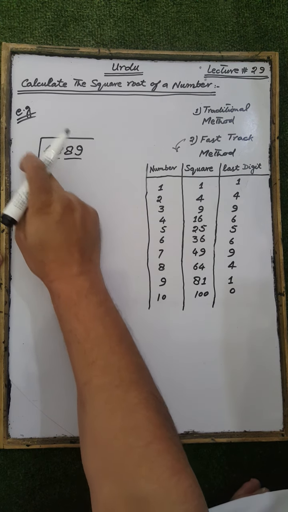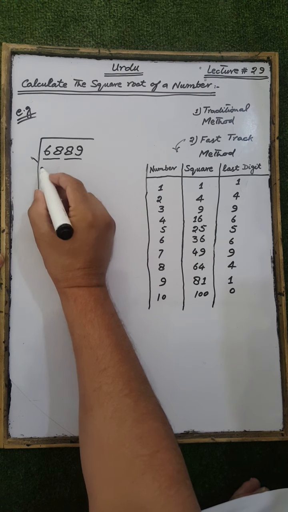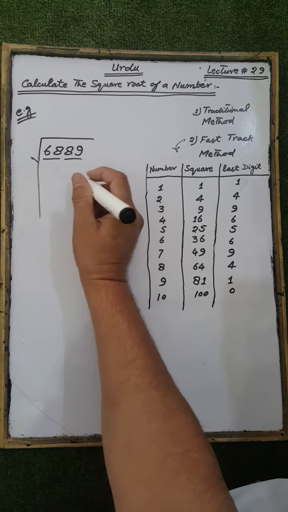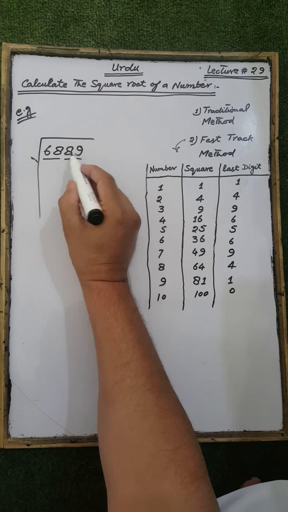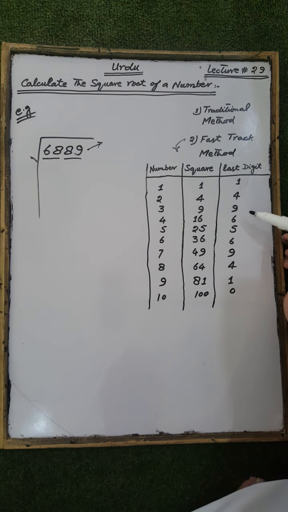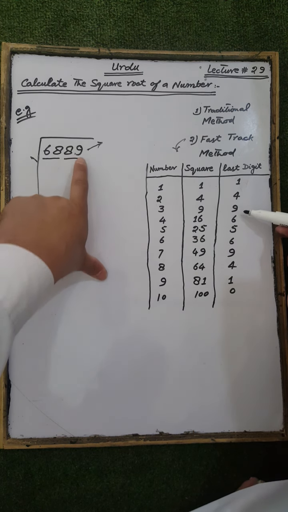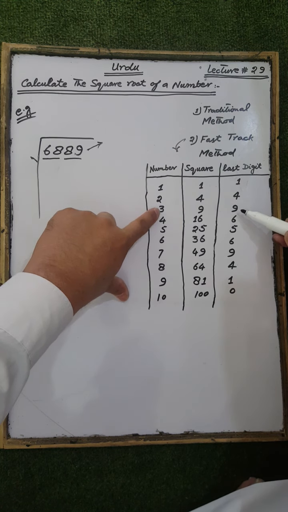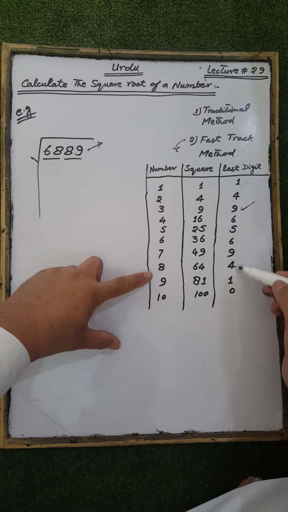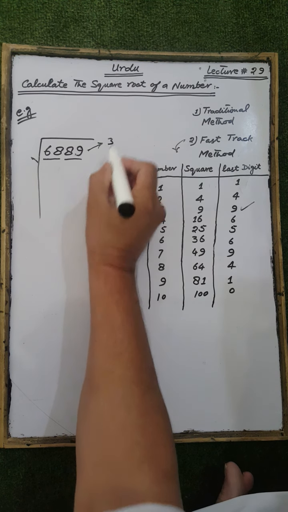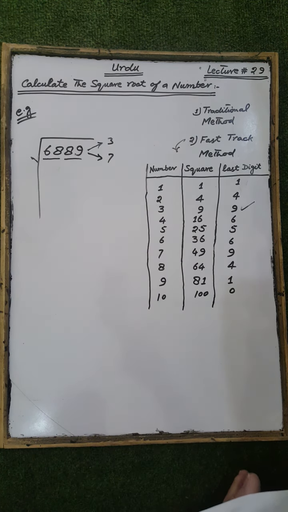And as we did in the traditional method, we select the pairs, and after that select the unit digit of the first pair, that is 9. We check that 9 is the number which we obtain from the square of 3 and from the square of 7. So this number may be 3 or 7.